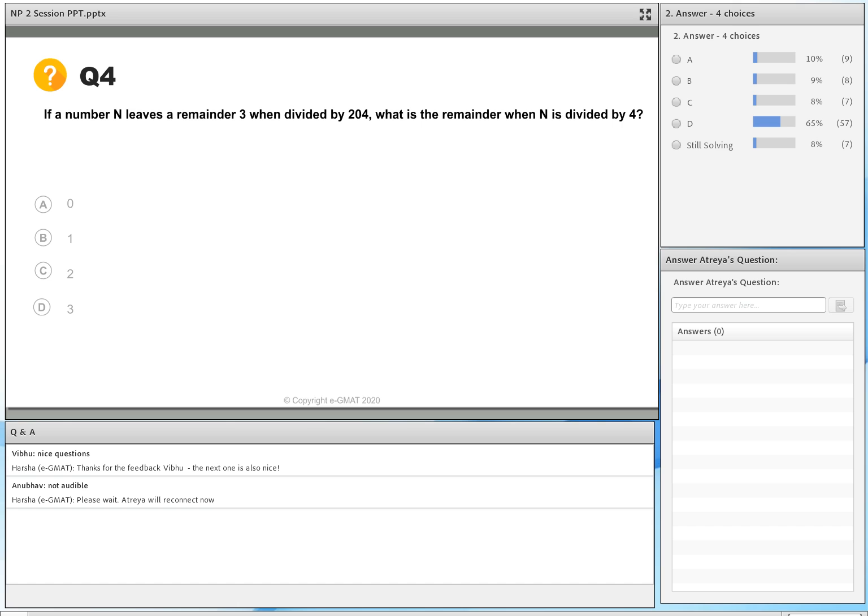All right, so let's understand this question. What is the question asking? If a number n leaves a remainder of 3 when divided by 204, what is the remainder when n is divided by 4? This is my question. So, I am going to teach you something very new. This might be very new to a lot of students.